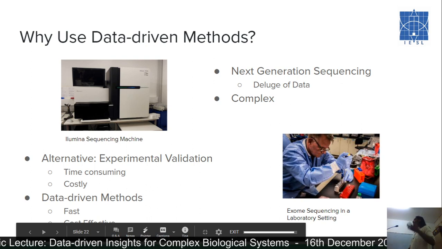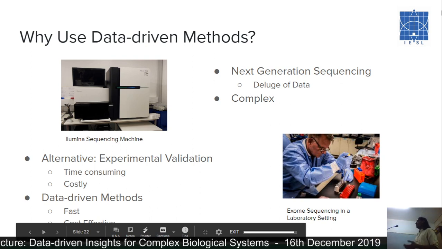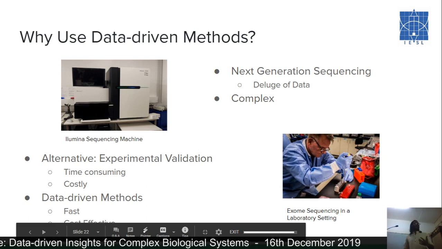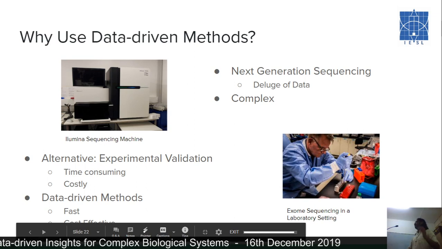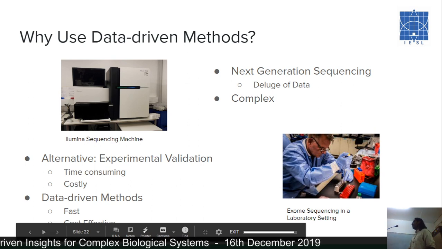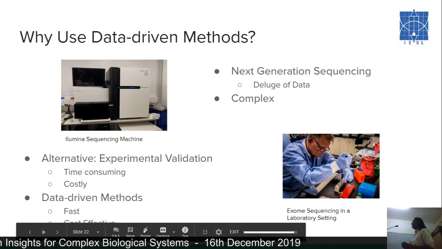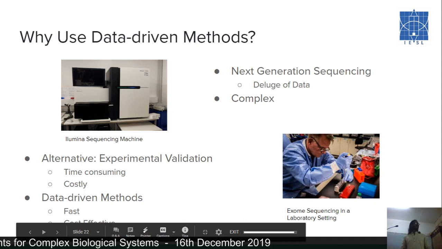But the problem is we have hundreds and thousands of bacteria, and we simply cannot do that. And some bacteria cannot live in isolation. These things cannot simply be done in a lab alone. But for biologists, experimental validation is their golden validation method. But it is not practical to do that all the time.